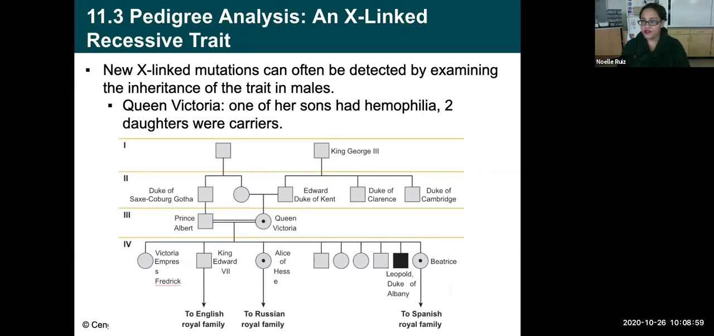There are X-linked recessive traits that happen by mutation. New X-linked mutations can often be detected by examining the inheritance of the traits in males. The royal family is actually a really good pedigree to study because hemophilia runs in that family. And Queen Victoria, back whenever she was queen, seems to be the first one that had this mutation, that had this disorder, and passed it on to a few of her children. So one of her sons had hemophilia, and then 2 of her daughters were actually carriers.